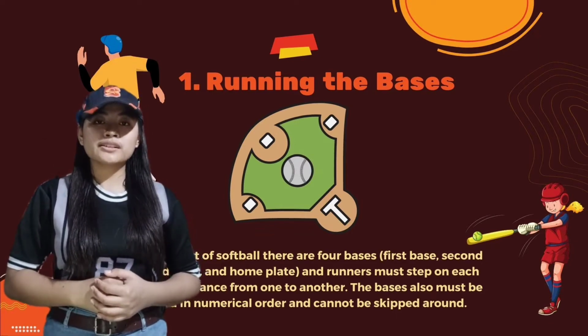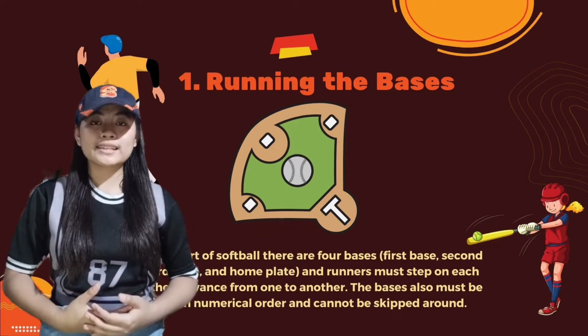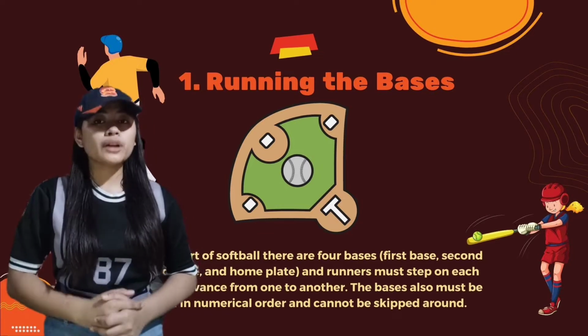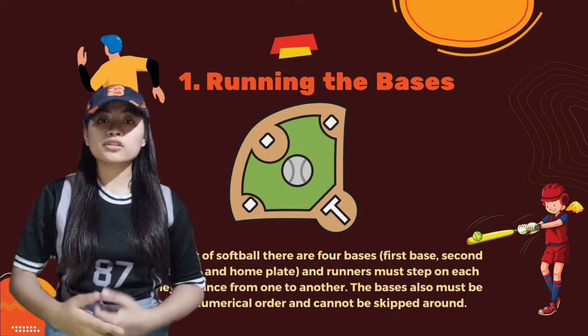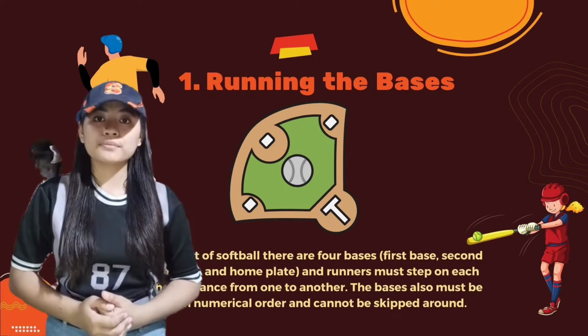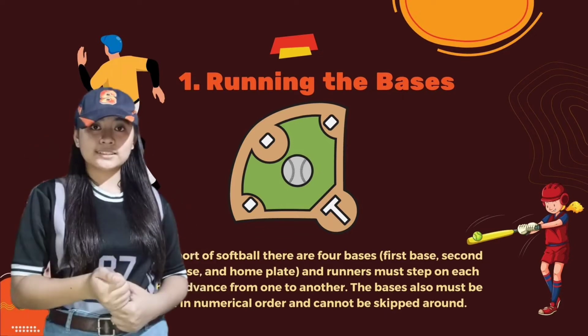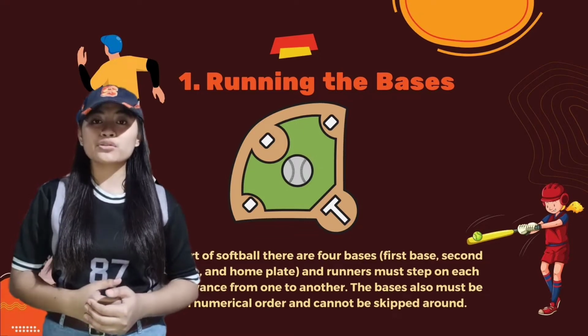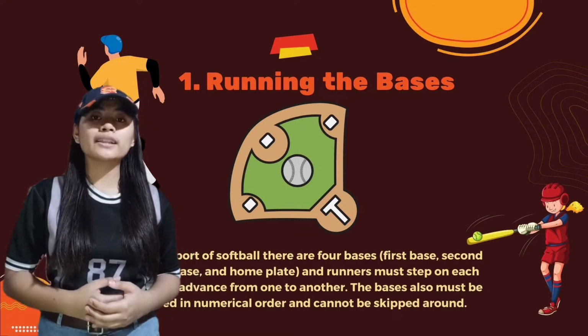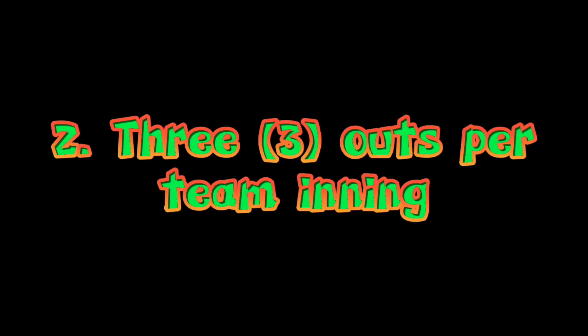Only when the runner is deemed safe by the home plate official is the team awarded a run. Multiple runs can be scored on the same play as long as all runners touch each base. Runners are also able to advance multiple bases on a single hit. So when a player is standing on a base, they are considered safe and cannot be ruled out unless they leave the base.